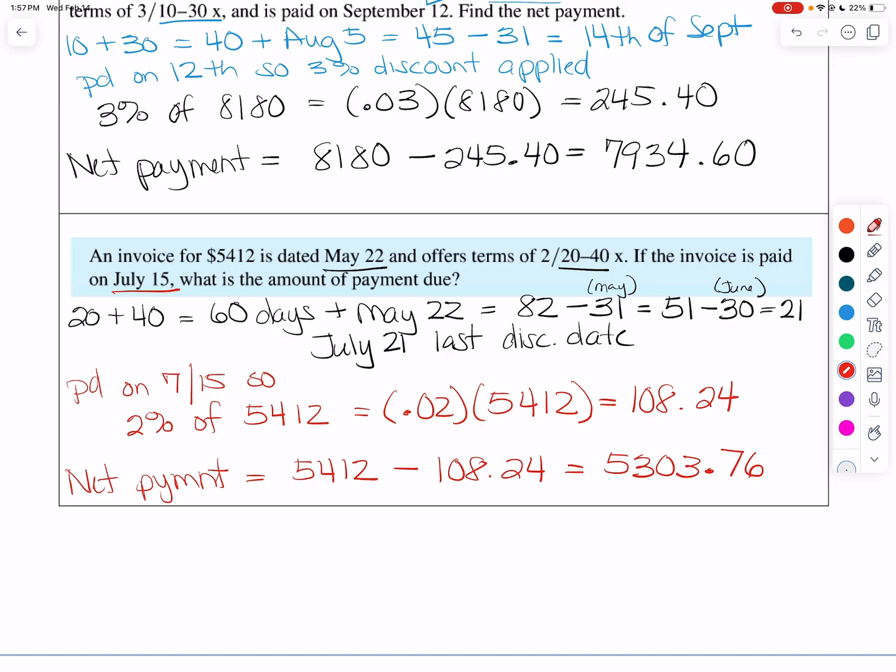All right, the last thing that we're going to do in this section, guys, is some partial payments. I'm going to stop here, and then I'm going to do the next video on just the partial payments.